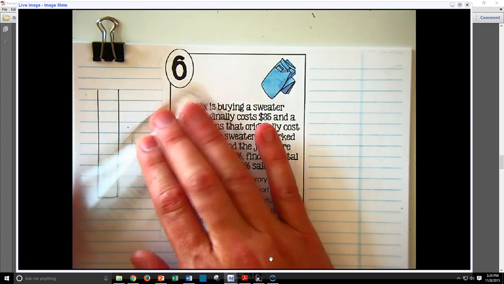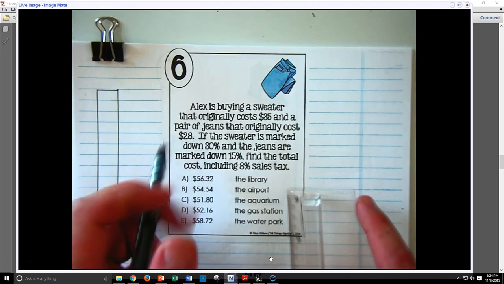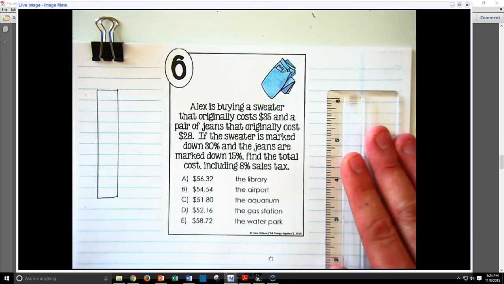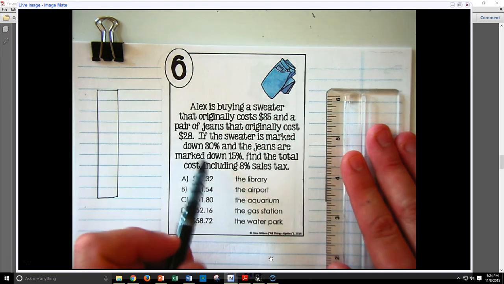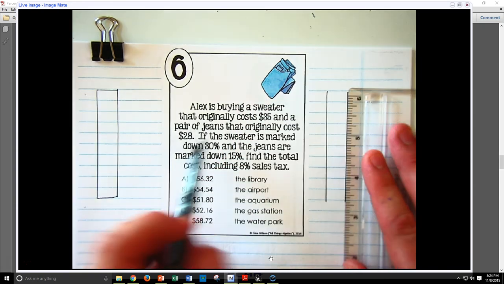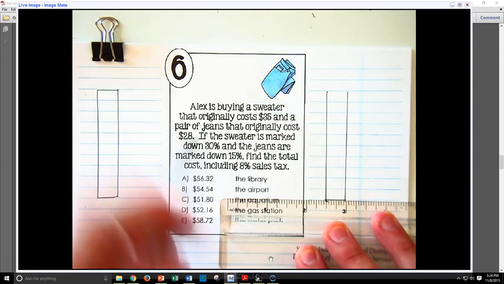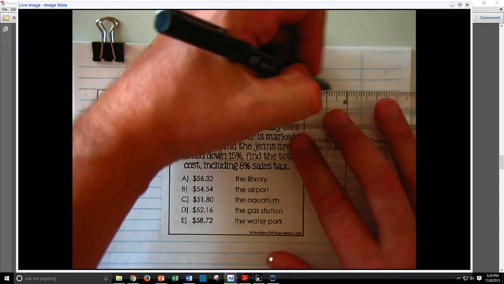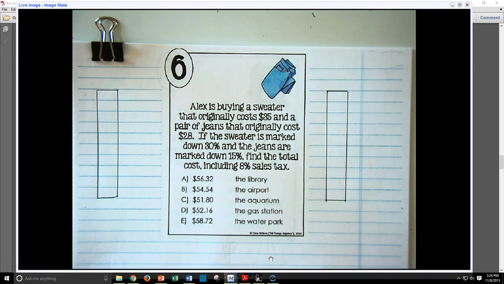And the reason why I'm doing 2 percent bars is because the problem mentions that we have both a sweater and a pair of jeans that are being purchased. And there are also not only two items, but they're both being affected in two different ways. The sweater, apparently, is going to be marked down 30%, whereas the jeans are going to be marked down 15%. So we have two items being reduced in two different ways. And then on top of that, we have a sales tax being added after these first discounts are taken.